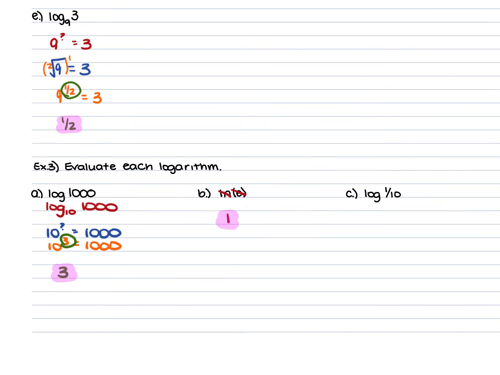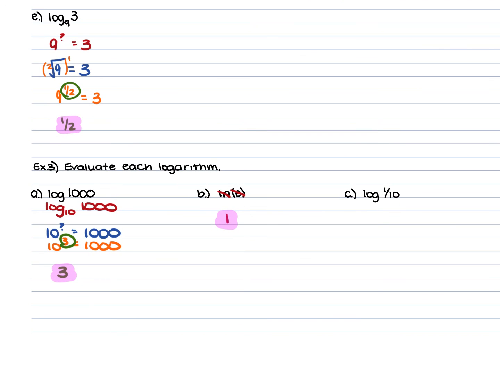And for our last example, C, we have log 1/10. So this is the same exact thing as saying we're taking the log 10 of 1/10. So 10 to what power is 1 over 10? Well, if we raise 10 to the -1st power, that's giving us 1 over 10. So our answer is just the -1.